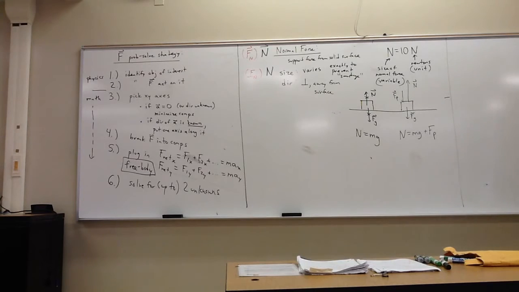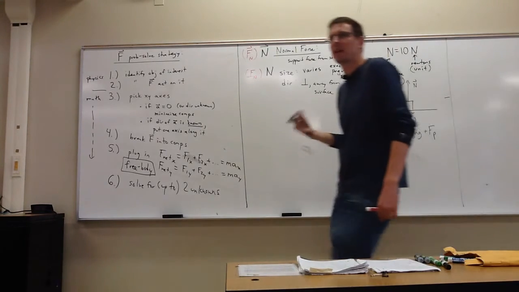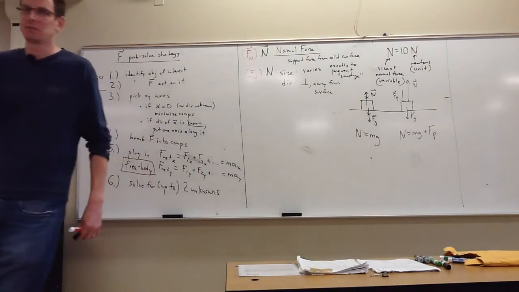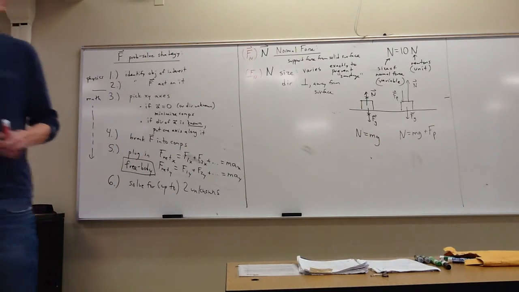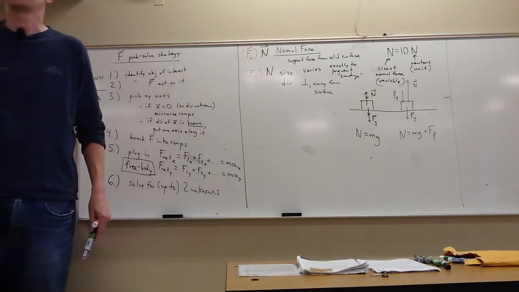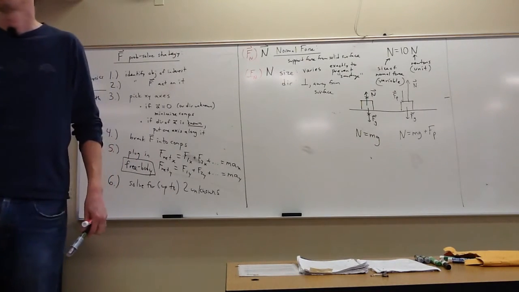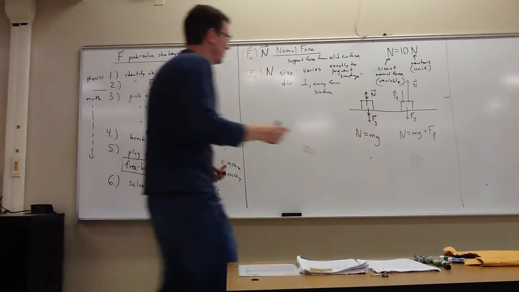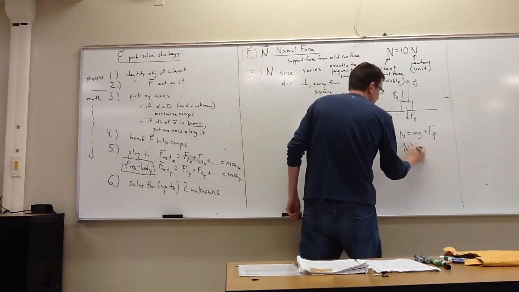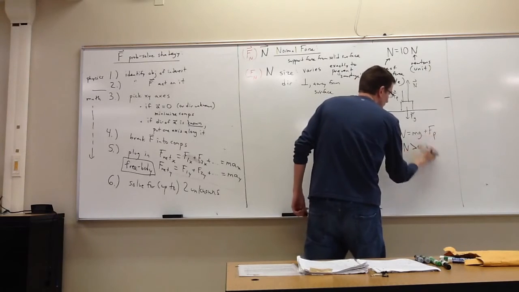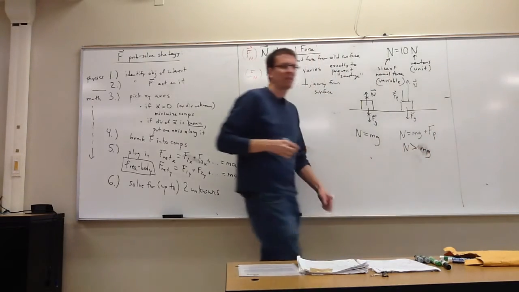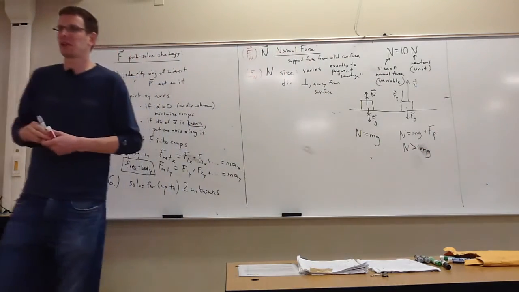Not just one, but both. Whatever forces are threatening the surface, it's got to kill them. If I had 17 forces going into the surface, it'd need to kill all 17, right? Now notice in this case, of course, the normal force is greater than the force of gravity because gravity is not the only thing that it needs to fight.